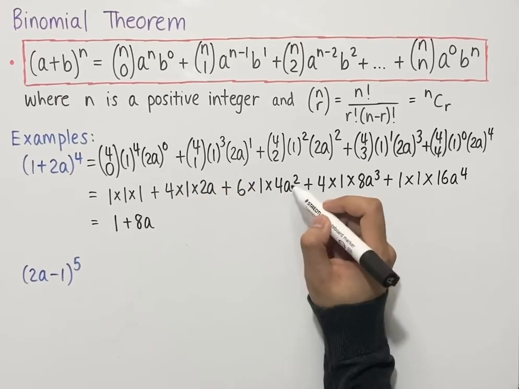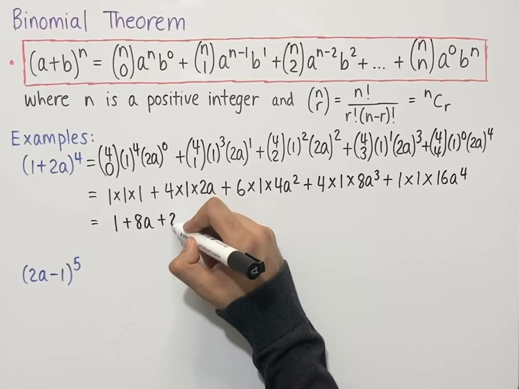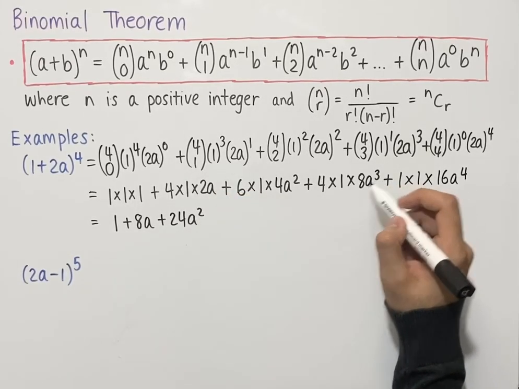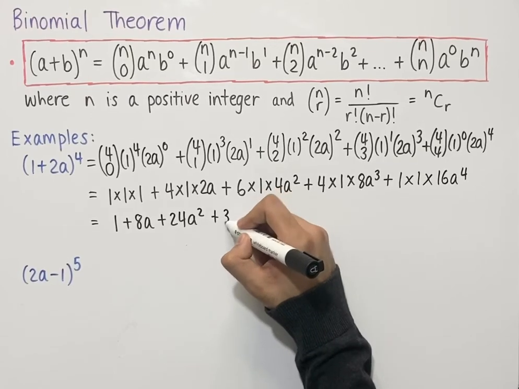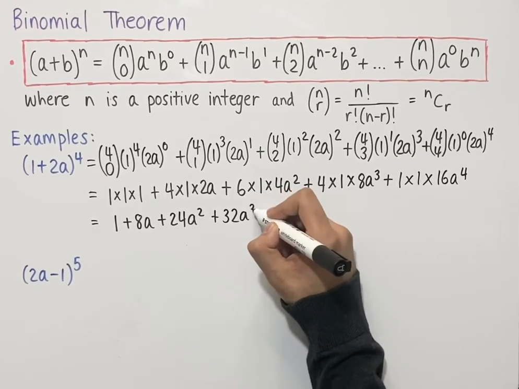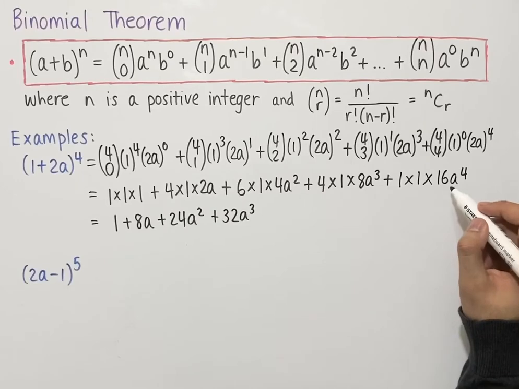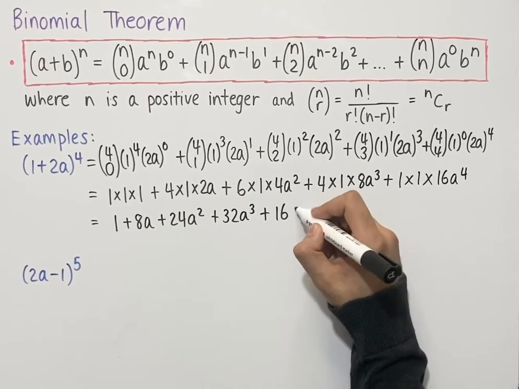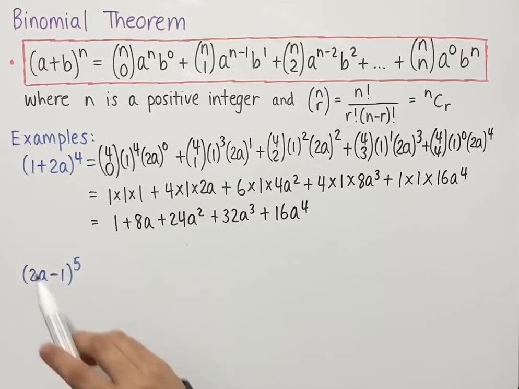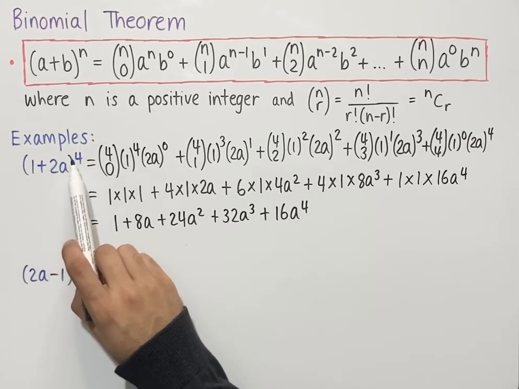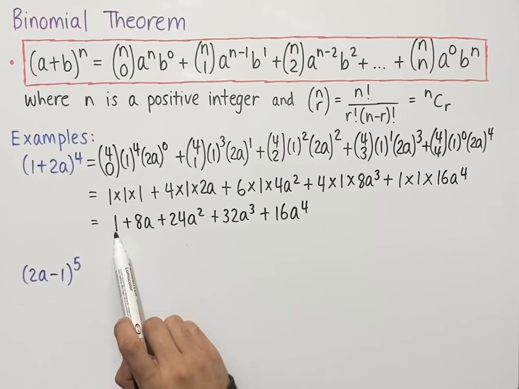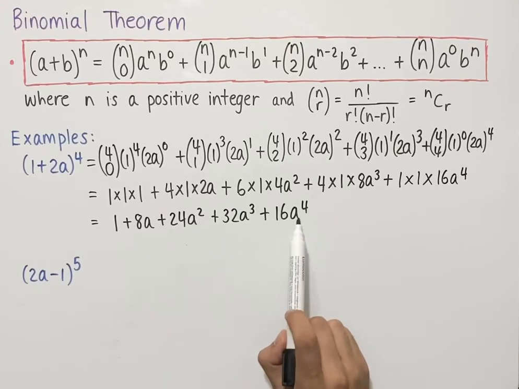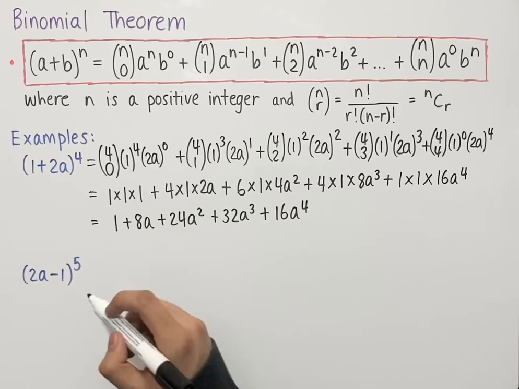6 times 1 times 4a squared, which is 24a squared. Then we have 4 times 1 times 8a cubed, which gives us 32a cubed. And then we have 1 times 1 times 16a to the power of 4, which gives us plus 16a to the power of 4. And so if we were to expand 1 plus 2a all to the power of 4, we would end up with 1 plus 8a plus 24a squared plus 32a cubed plus 16a to the power of 4. Let's look at this second example.